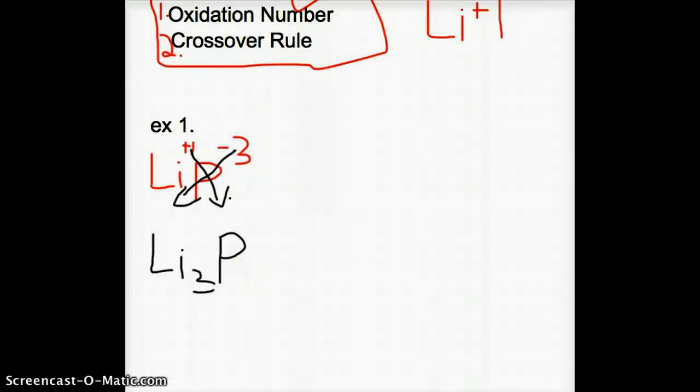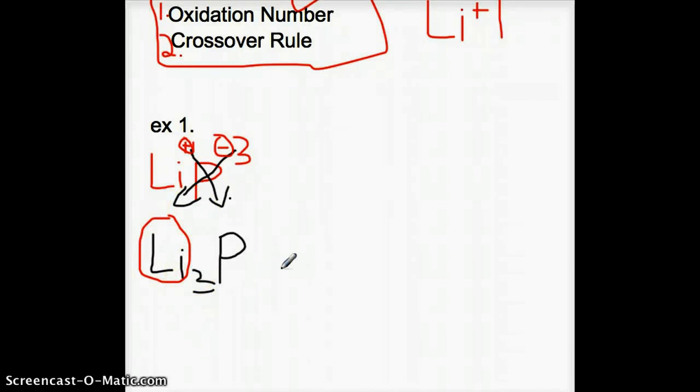Always remember that the cation is always listed first. In this case, the cation is our metal, so lithium will always be listed first. Our metal will always be listed first before our non-metal. Also understand that the charge signs, plus and minus, will not stay with the number when it is crossed over. It will just be seen as a number. For example, -3 on phosphorus now becomes just a 3 on lithium.